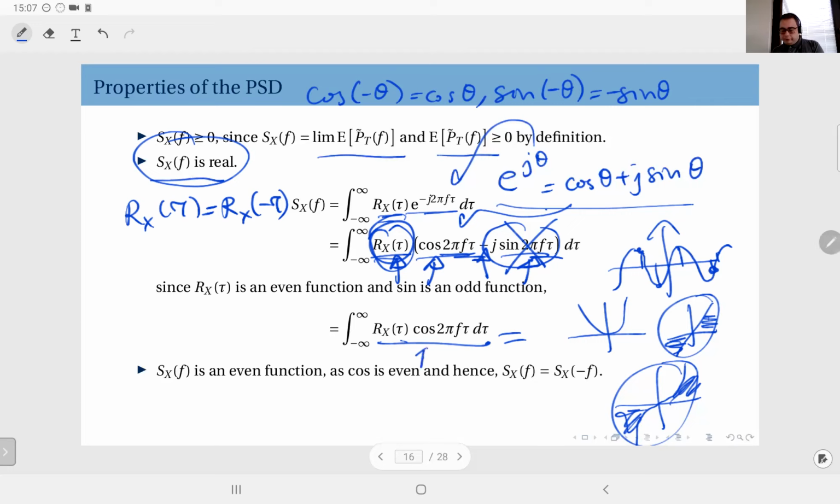Furthermore, based on this derivation, this is an integral of an even function, and therefore it is itself an even function because, well, it's clear that if you plug in minus f instead of f, it will be inside the cosine, so it will not matter at all. It's either f or minus f. It will lead to the same value out of the cosine. So the result will be the same for f and minus f. That means the PSD itself is an even function.